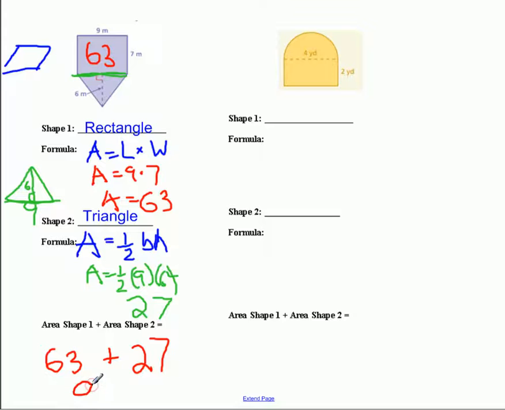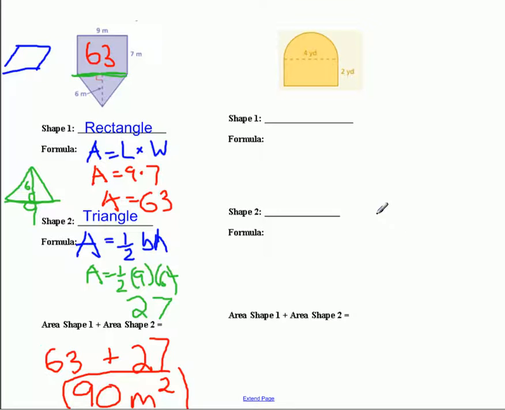And again, this one needs a label. 90 meters. Are we covering this or not? Yes, we are. It's area. So it's meters squared. Because remember, what covers our floor and our ceiling? Squares.